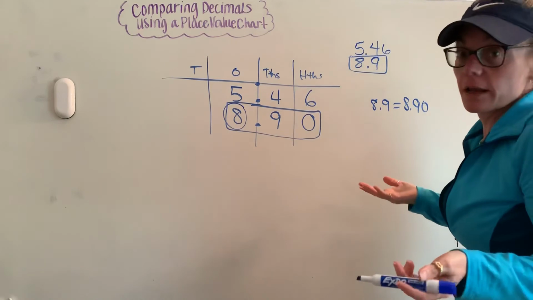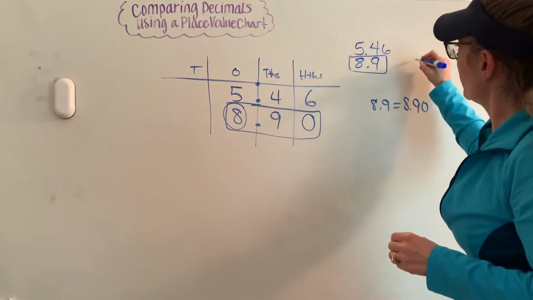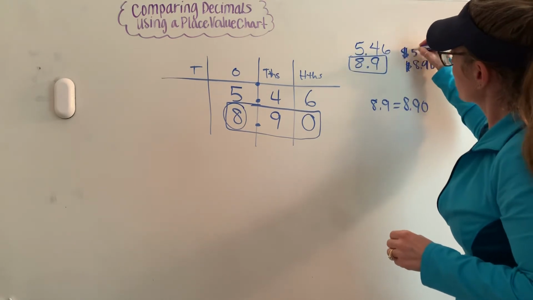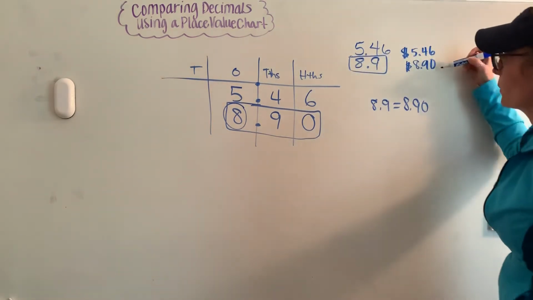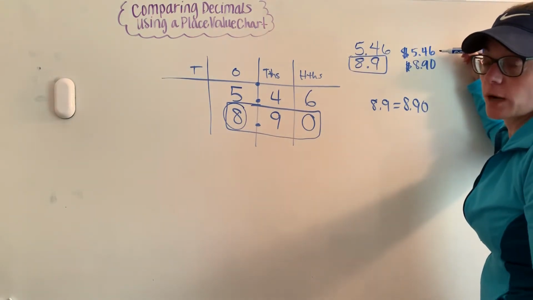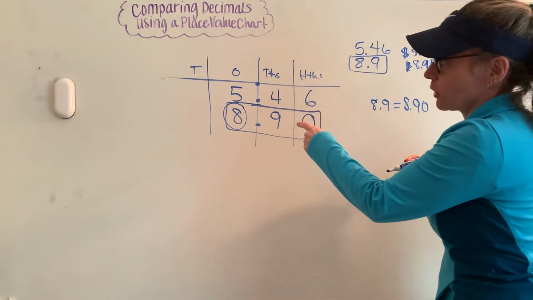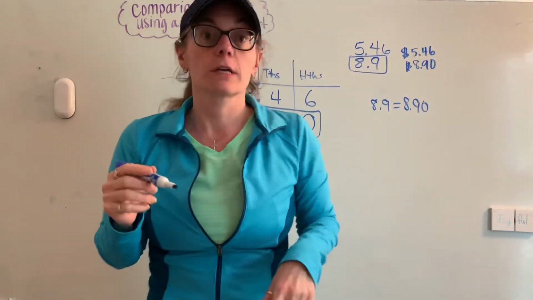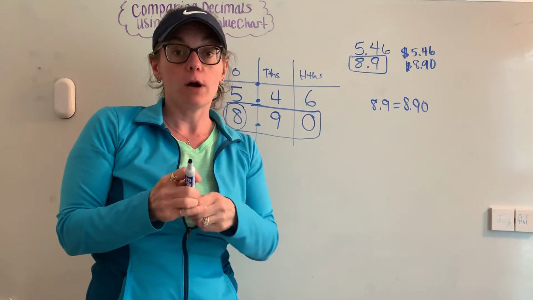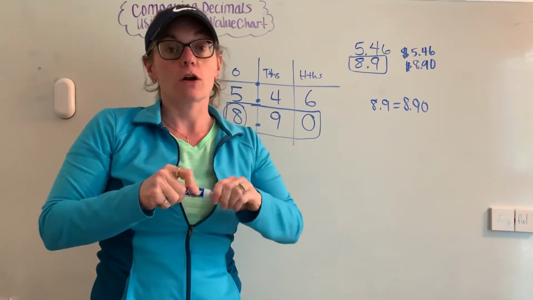You could think of money as well. Let's say this were $8.90. Comparing it to $5.46, you know that $8.90 is greater than $5.46, okay? So use your place value chart to place your numbers. Let your decimal point guide where you put your digits, and that will help you to figure out which numbers are greater and which numbers are less, okay?